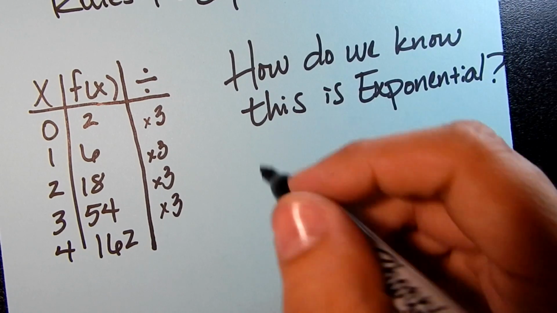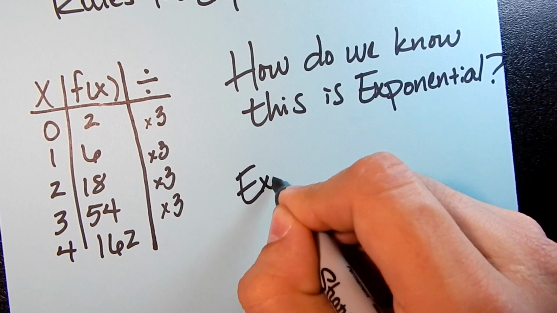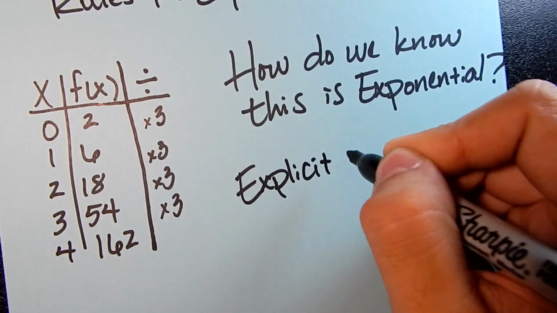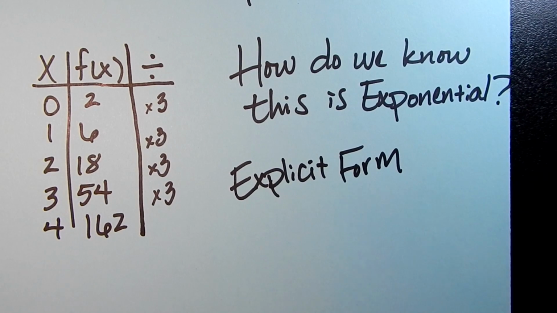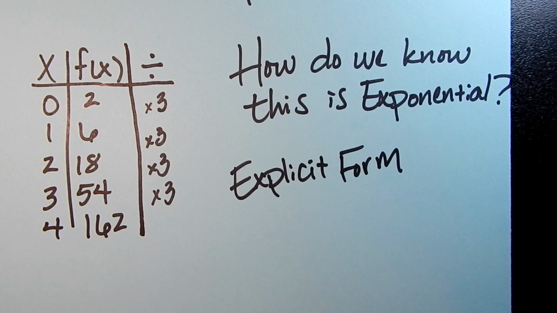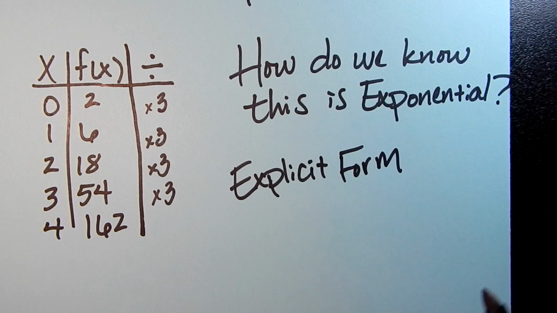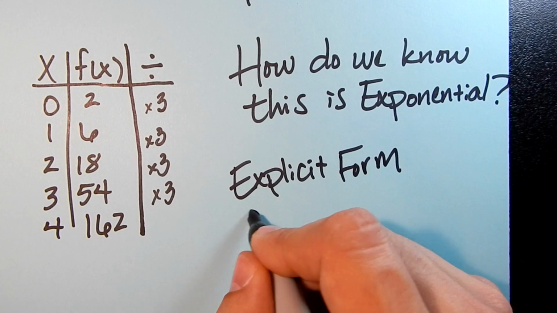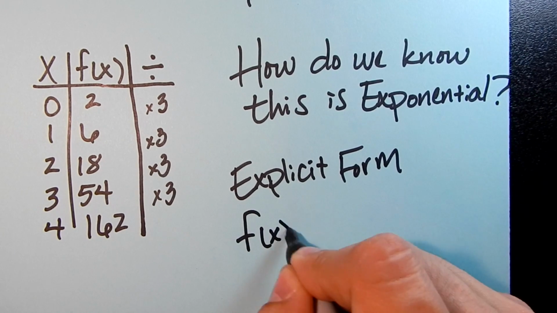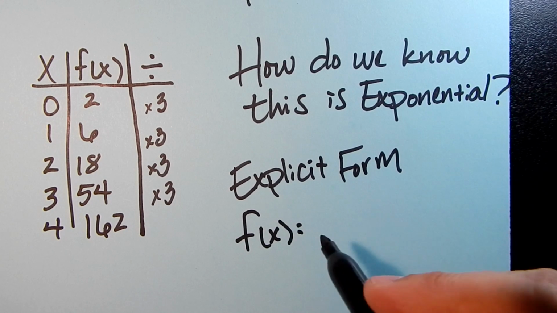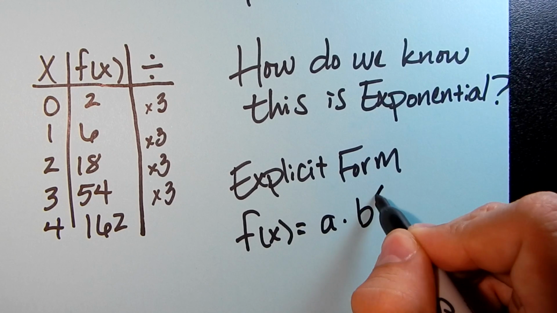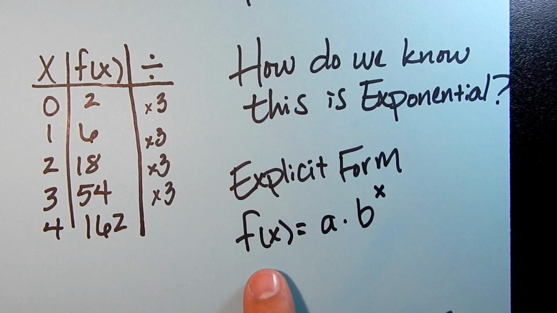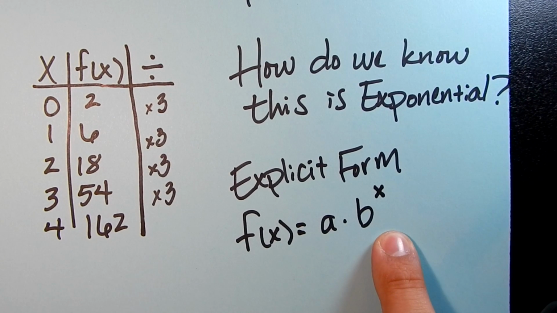So the first thing we're going to talk about is explicit form. So with this form, it kind of takes on a little bit of a different take than our linear relationships, which we should expect. It's not going to look like a linear function. It's an exponential function. So the way that explicit form works is we have f of x, or y, equals a times b to the x power. And this is just what an exponential equation looks like.